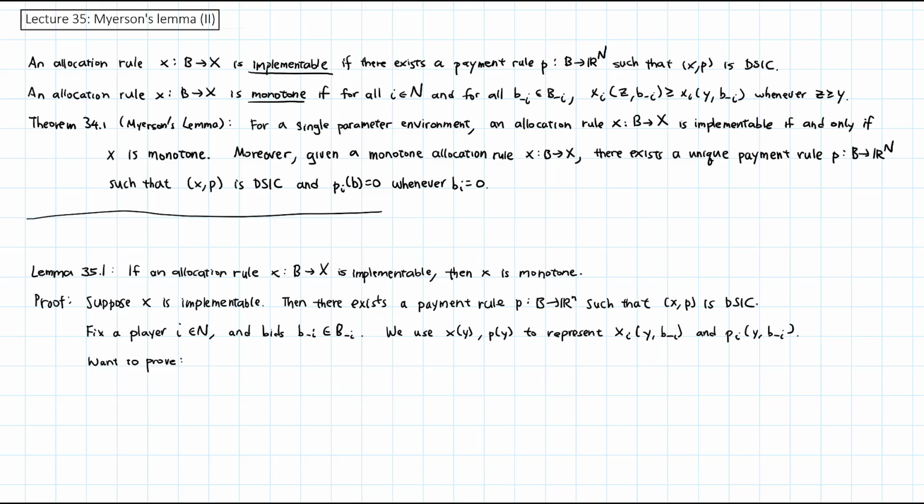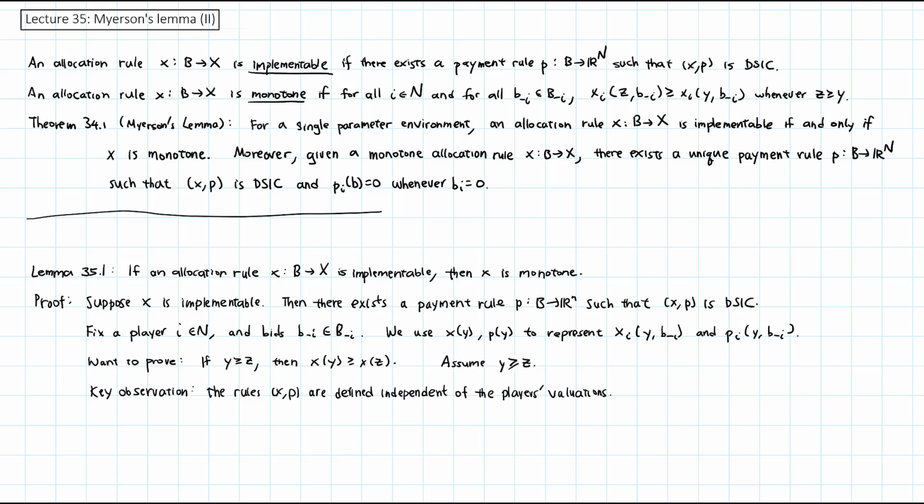So we want to prove that if y is at least z, then x of y is at least x of z. If you bid more, the allocation is higher. So we will assume that y is at least z. And here is the key observation that we need in this proof. And that is, the rules x and p are defined independent of the player's valuations. So it doesn't matter what the player's valuations are, (x, p) is going to be DSIC. In particular, (x, p) is DSIC if player i's valuation is y.